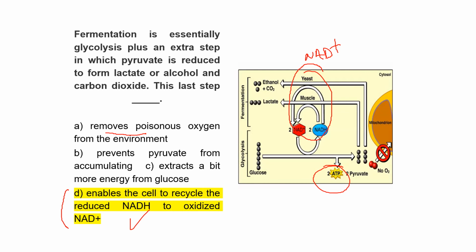A, remove poisonous oxygen from the environment. At high concentration, oxygen could be bad, but this is not explaining anything, so this is wrong. That prevents pyruvate from accumulating, and to some degree this is right, but it's not answering the question, so this is wrong. Extract a bit more energy from glucose. No, this is wrong. What we are doing is trying to regenerate this. So the right answer will be D.